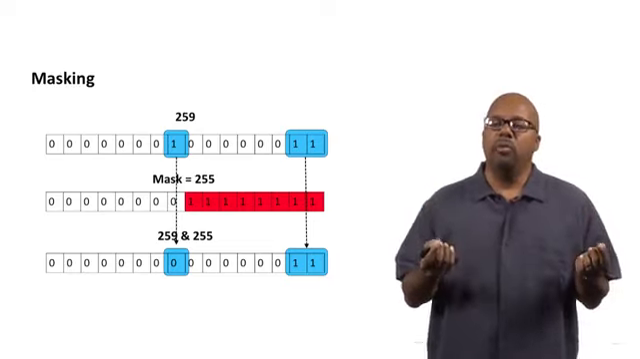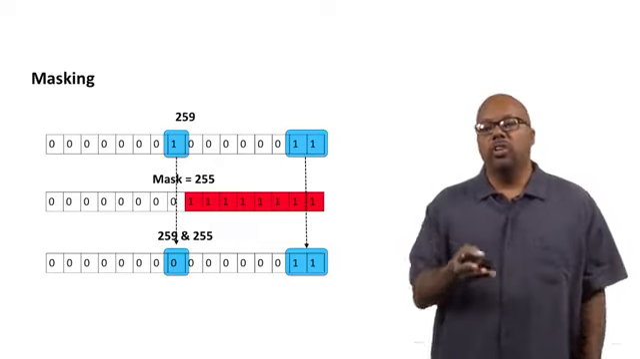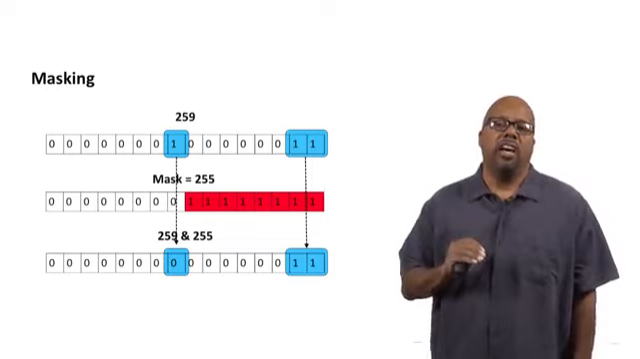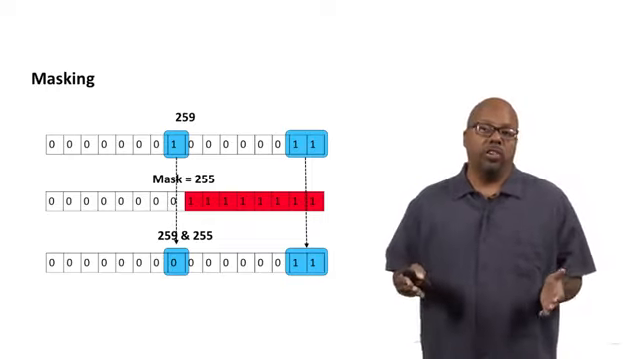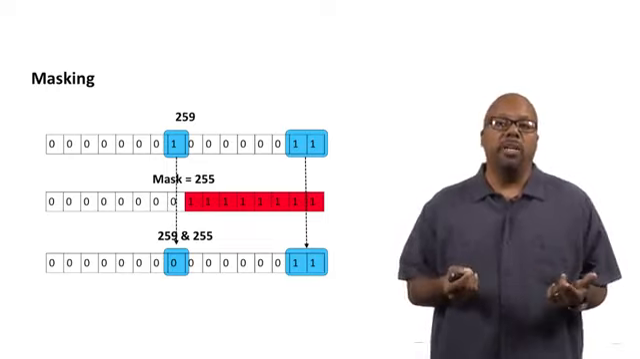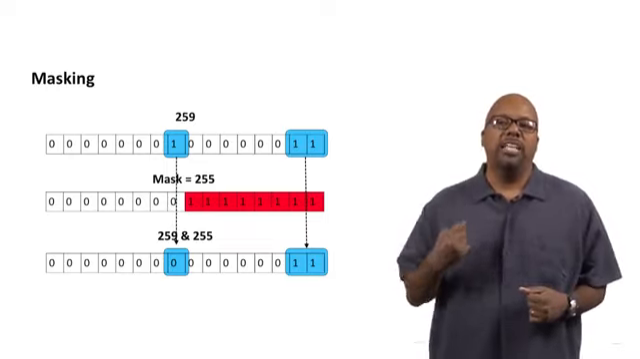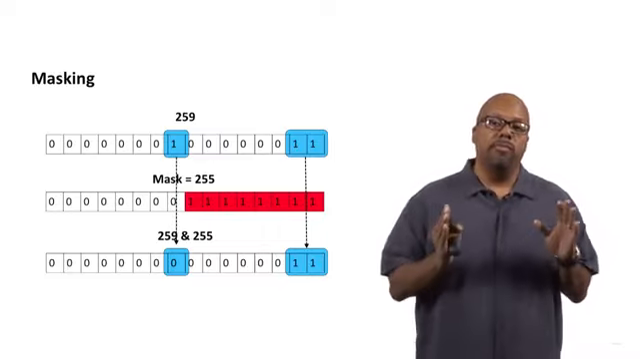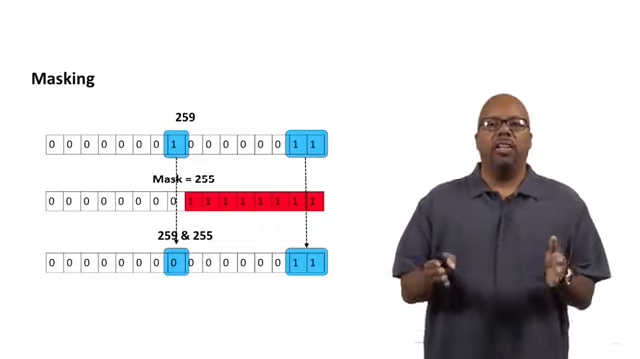And anytime you AND a number with a 0, you get a 0. So you notice in the result at the bottom, the most significant 8 bits are all zeros, even though that wasn't the case in 259. 259 actually had a 1 in bit position number 8. But because you ANDed it with that 0 in the mask, it got zeroed out. So all the most significant 8 bits are zeroed out in the result.